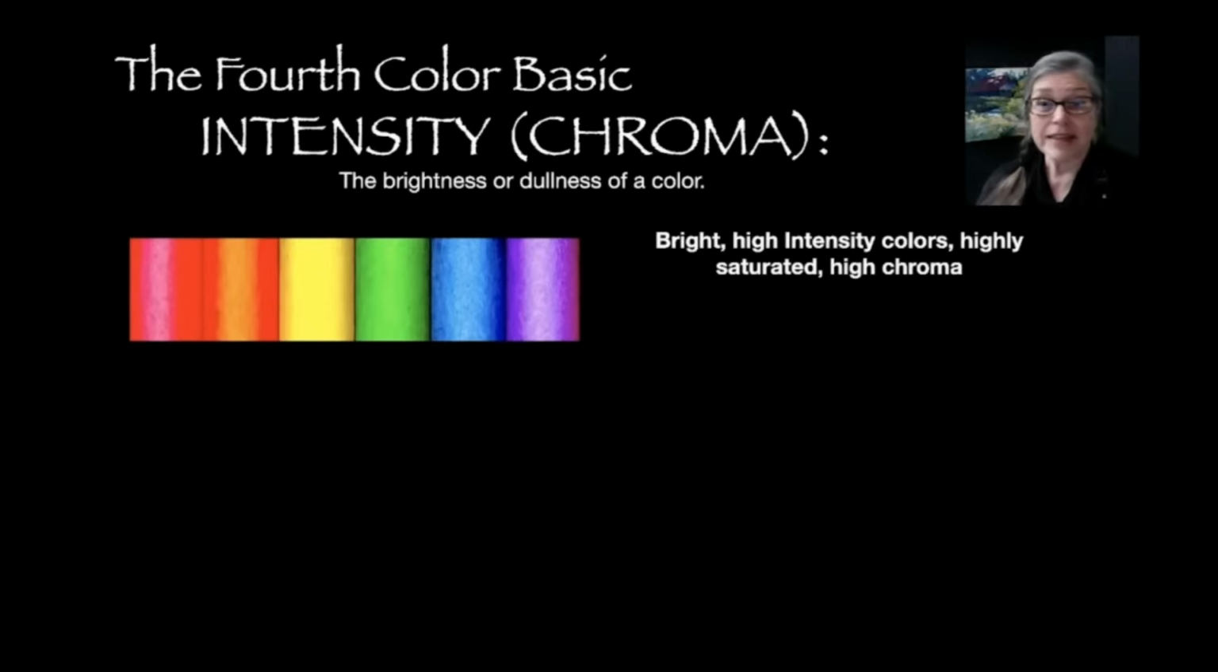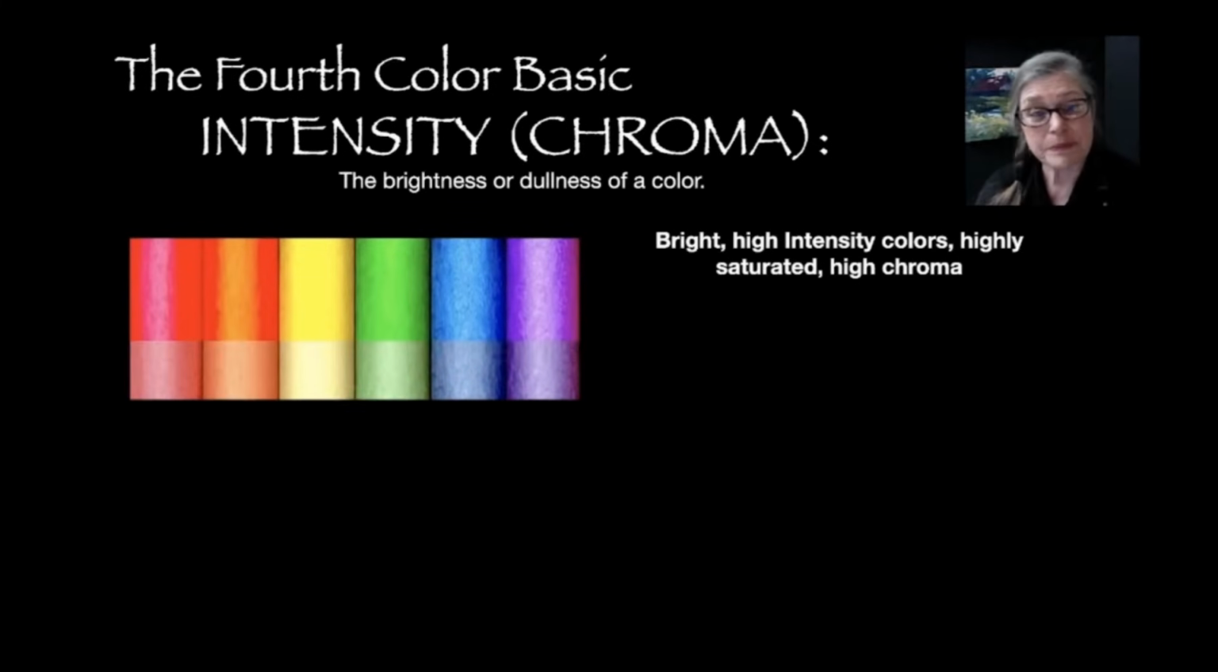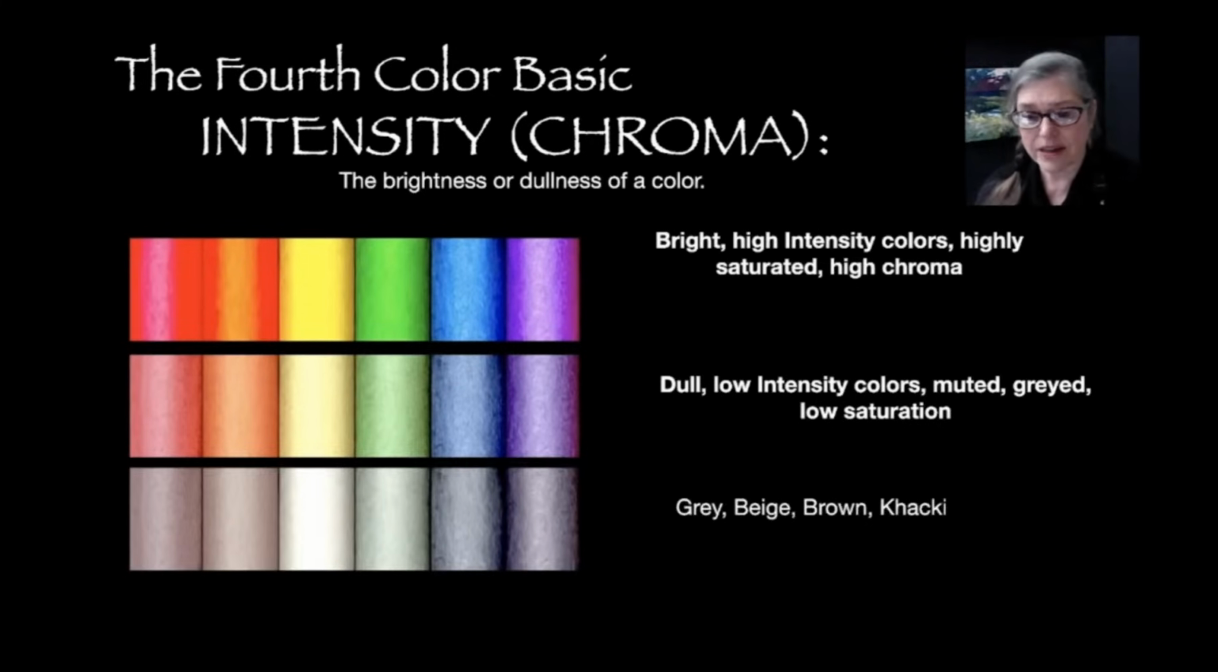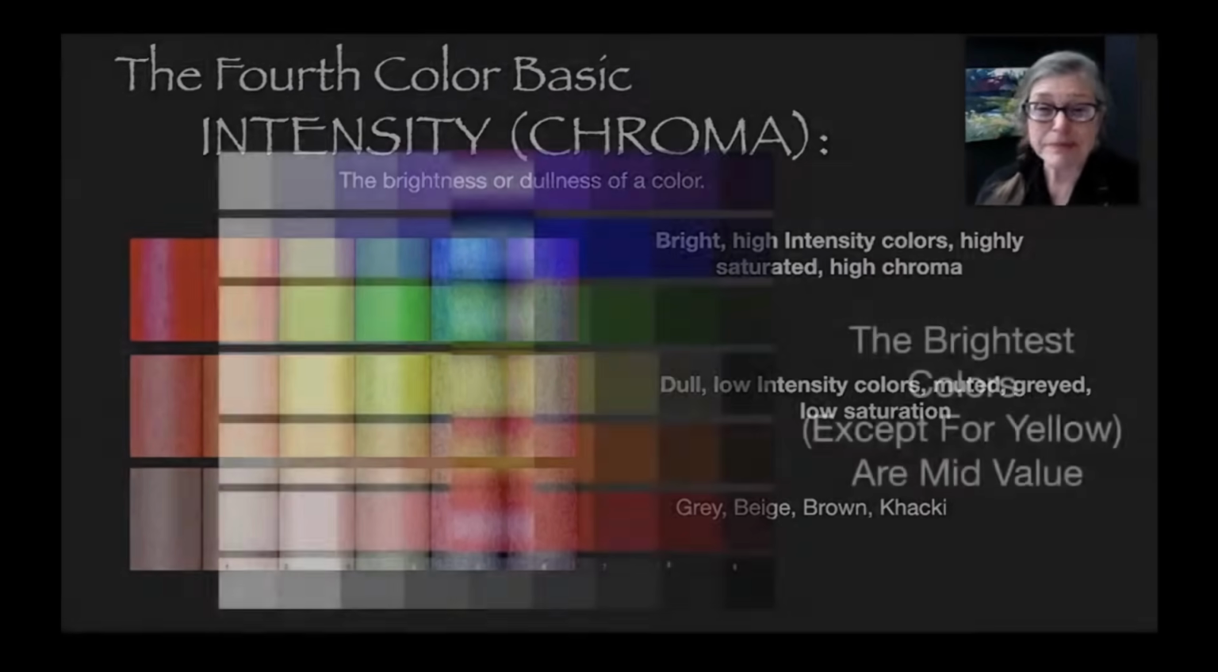Bright colors are also known as high intensity, high chroma, highly saturated colors. Saturated means how much paint pigment is in the color. Dull colors are called low intensity colors, low chroma. They're also considered muted or grayed, low saturation. You can gray these colors down even further to create tones of gray, beige, brown, or khaki. They all originate from those same 6 highly intense, brightly saturated colors. They can be grayed. Let's see how you can do it.